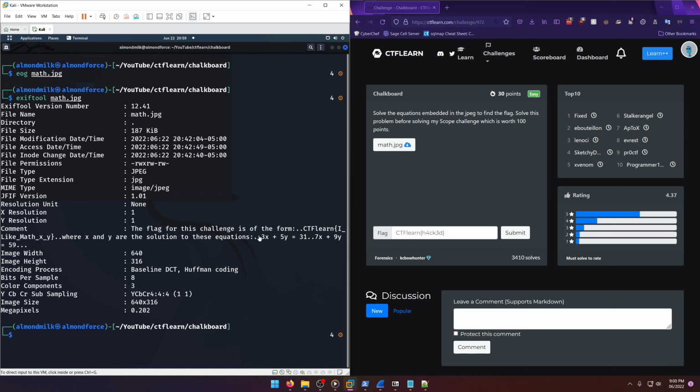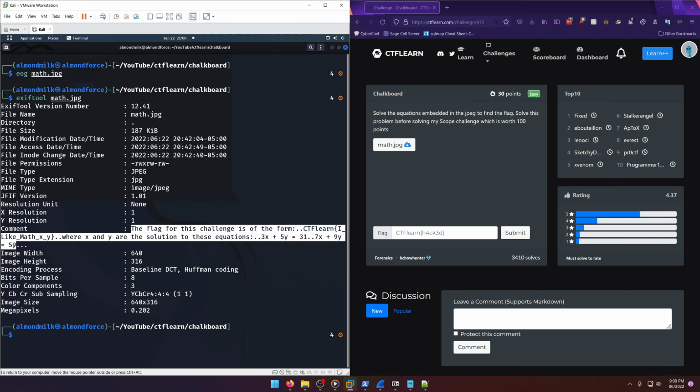The flag for this challenge is of the form CTFlearn{I_like_math_xy}, where x and y are the solution to these equations: 3x + 5y = 31, and 7x + 9y = 59. So let's copy this out for future reference that we can use.